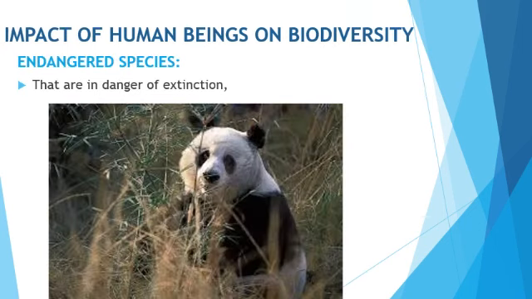Those organisms which are in danger of extinction are endangered species. When a species remains very few in number, they are added to the list of endangered species. In the given picture, you can see the giant panda. There are very few giant pandas left in China because of illegal hunting and cutting down of bamboo plants, which is their food.